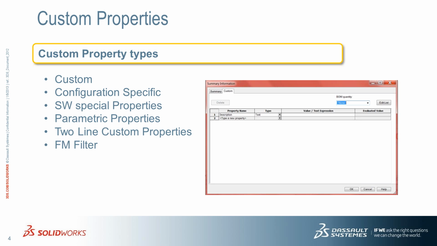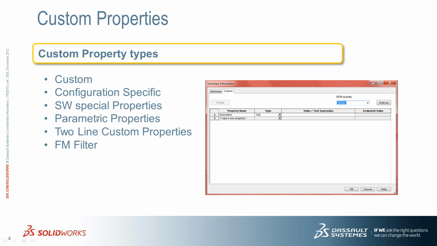How do I create parametric properties, linking properties to physical dimensions within the model? One little tidbit that I found out there: I want to create a 2-line custom property. How do I do that? I'll show you how to do that, and using some of the downstream tools once you have custom properties in there.